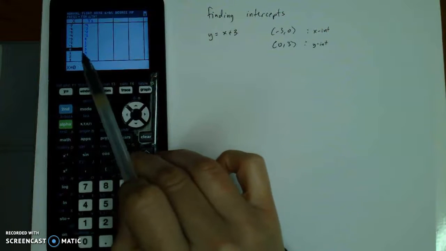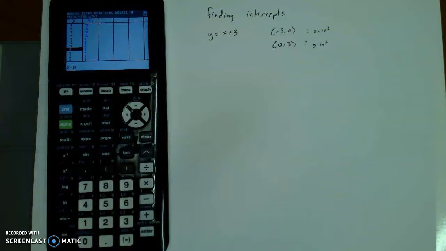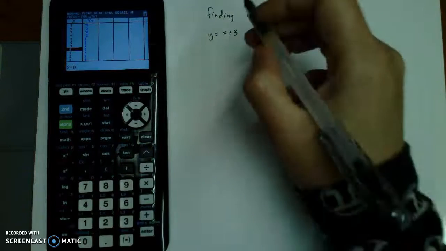So again, when the x is 0, that's my y-intercept. When the y is 0, that is my x-intercept. Now I'm going to look at finding intercepts for nastier values in a different video. For this one, let's look at finding the intersection between two graphs.